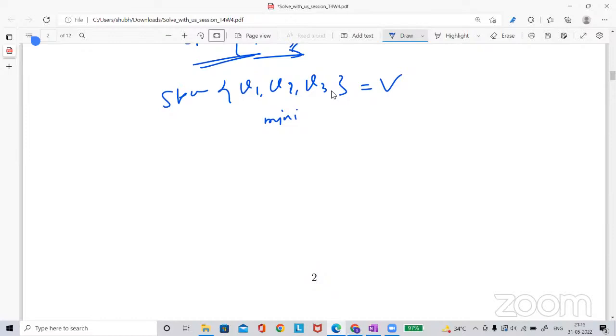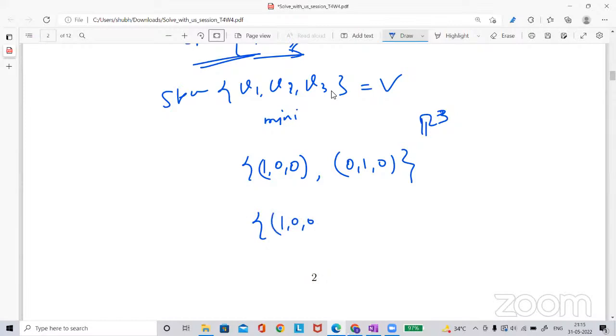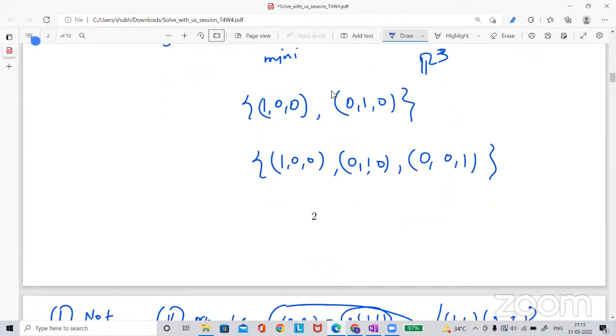Okay. So I am taking vector space R3. I am taking a set which is (1, 0, 0) and (0, 1, 0). This is a set, and another set is this one, (0, 0, 1). Okay, this is a set. I'm taking another set also.